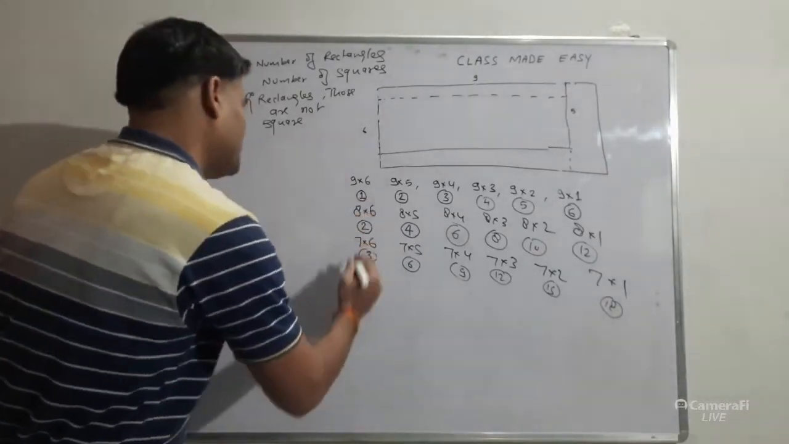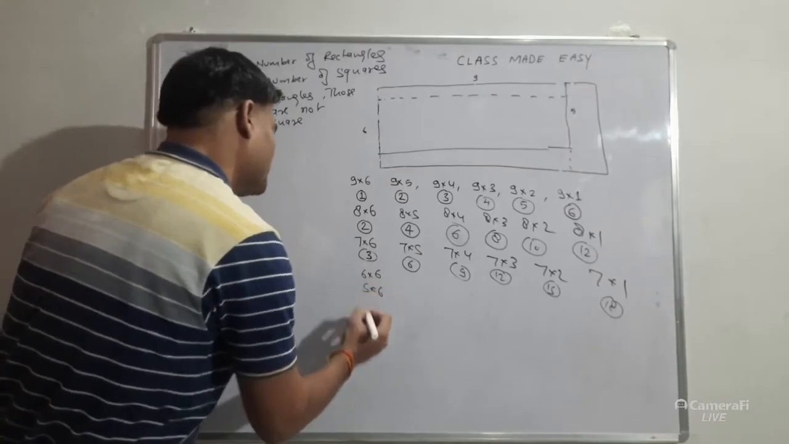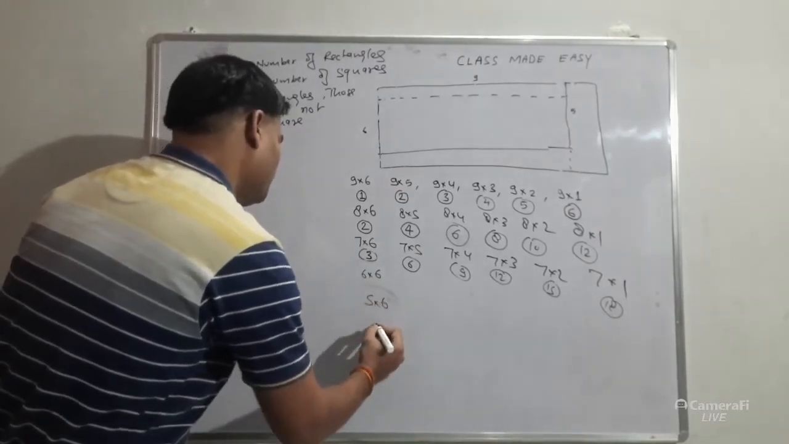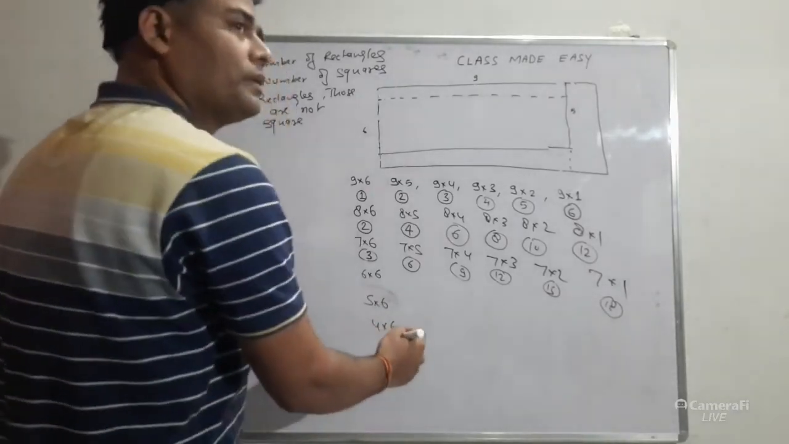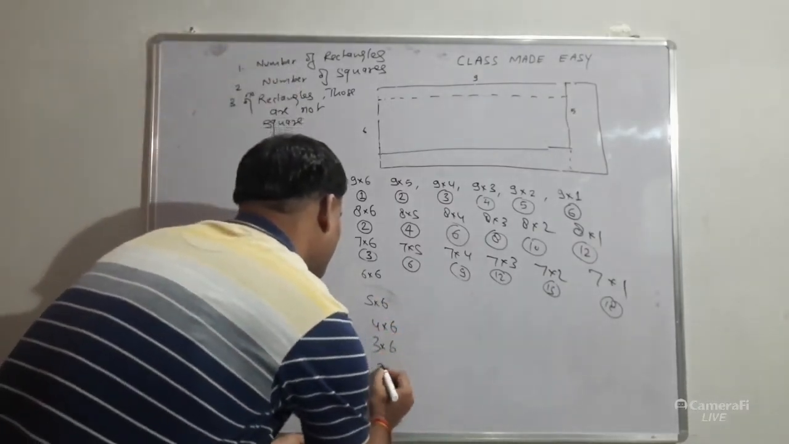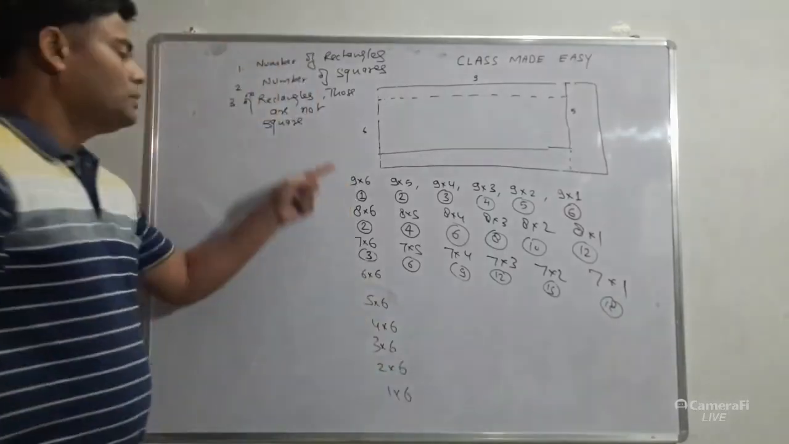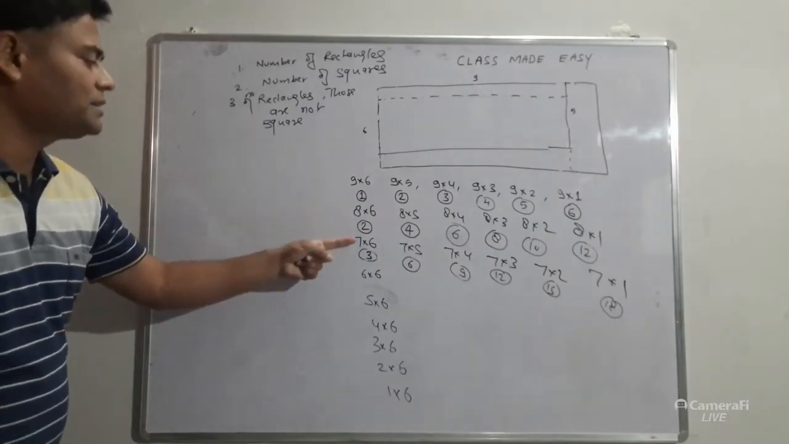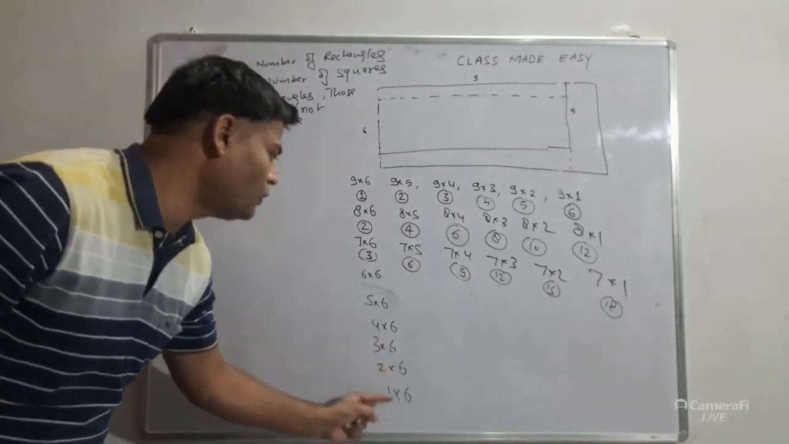Then we will get 7 by 6, 6 by 6, 5 by 6 size. 6 by 6, 5 by 6, 4 by 6, then 3 by 6, 2 by 6, and 1 by 6. So size is reduced to 9, then 8 length, then 7, 6, 5, 4, 3, 2, 1.